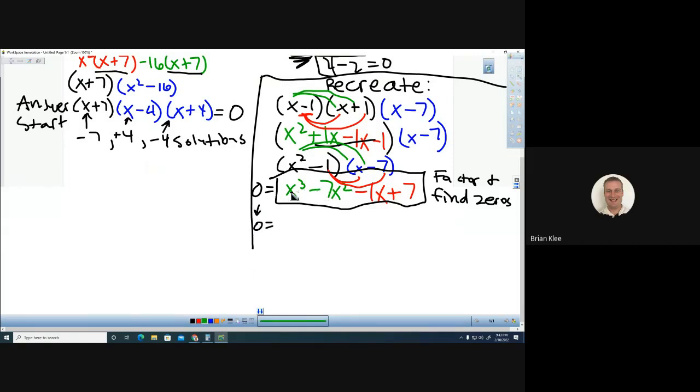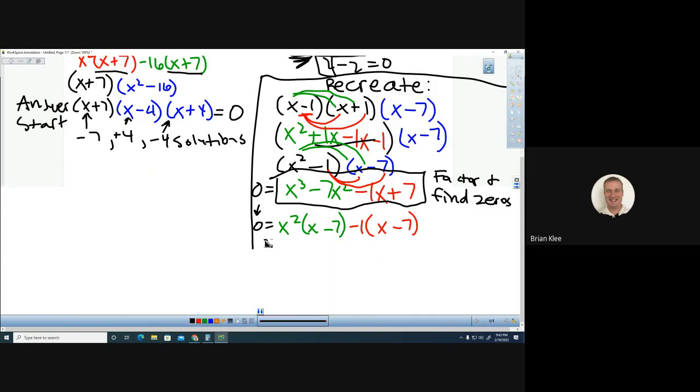What is a factor of both x cubed and negative 7x squared? X squared. What's left over? X cubed divided by x squared would leave just an x. 3 minus 2 is an exponent of 1. X squared divided by x squared would be 1, so we've got a minus 7 on the end. What is the factor of both negative 1x and 7? The answer is negative 1. And I know this because I want an x minus 7 by the end. Negative 1x divided by negative 1 is positive x. Positive 7 divided by negative 1 is negative 7.